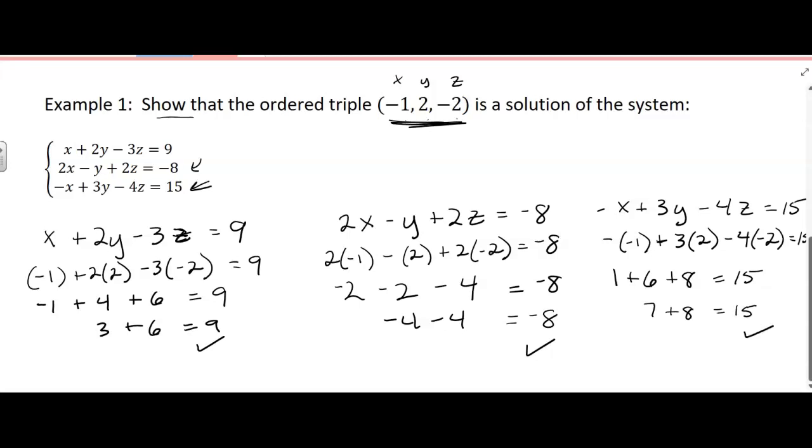So sure enough, it works for all three equations, and therefore it is a solution to the system. So we showed it. Yay! Smiley face. Yes, we showed that it worked in all three equations. Okay, so that's what we're doing there. We're checking the solution that they gave us and seeing if it really works for the system, and it does.